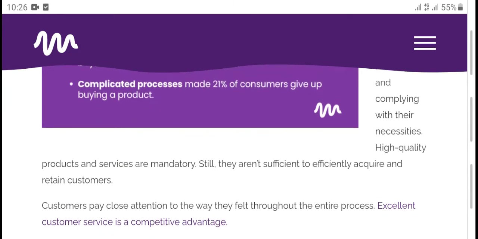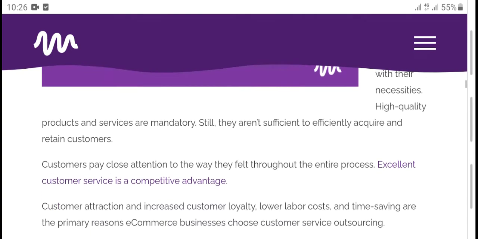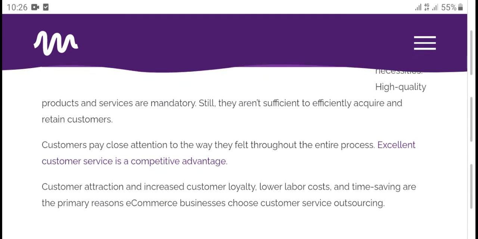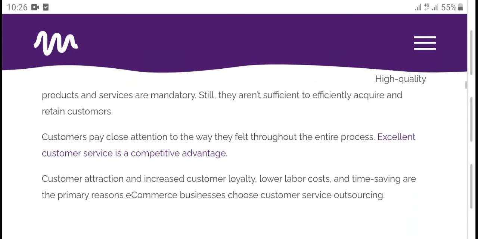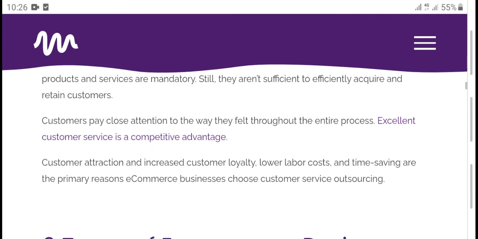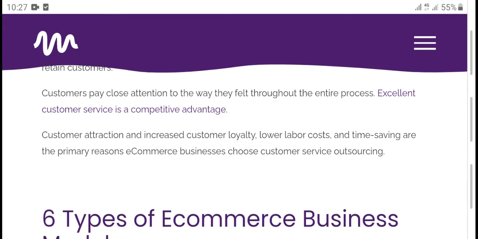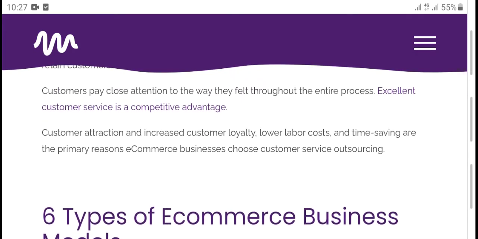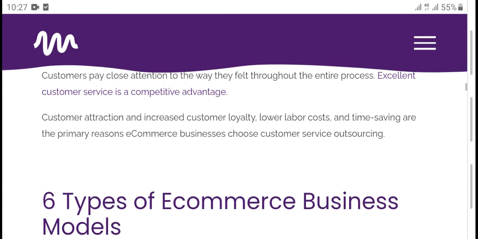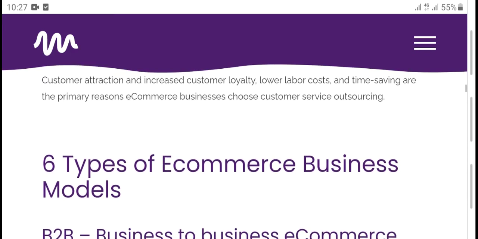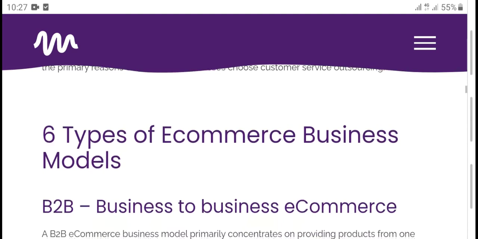21% of customers gave up buying a product or service. The majority still prefer shifting to fast, related service and placing orders accordingly. Customers increase, low labor costs and time saving are the primary reasons e-commerce businesses choose customer service outsourcing.